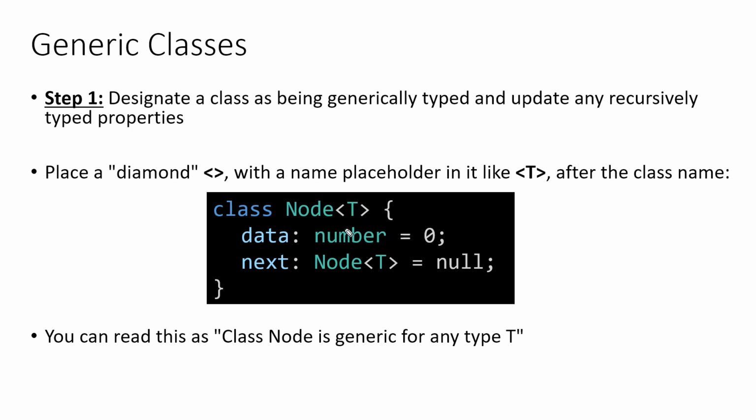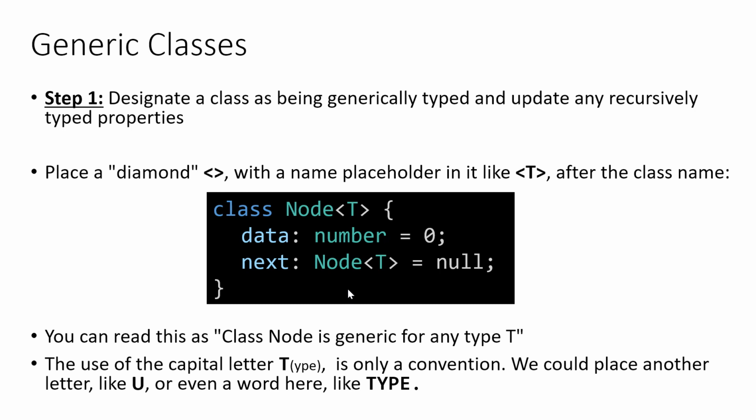So when we define this class named Node, we're going to say that Node is generic for any type T. And we're making this a generic class, right? So when this is generic for any type T, notice what we're also going to need to do is replace any other place or any other instance where we had used a Node of a specific type name, right? So here we're saying the next node is also going to be Node of type T, right?